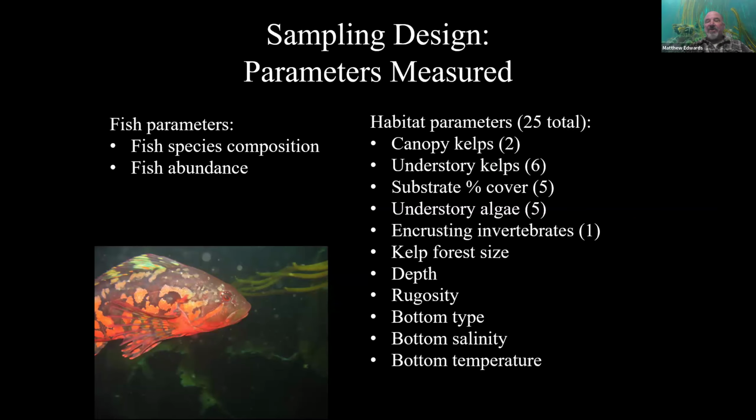which is the one you are familiar with along the Oregon coast. There are 6 species of understory kelps, 5 different substrate covers, understory algae, 5 species of encrusting invertebrates. We had the kelp forest size, the depth, the rugosity, bottom type. We got measures of salinity and temperature. So we tried to characterize the entire habitat.